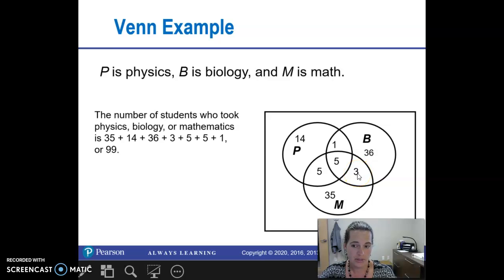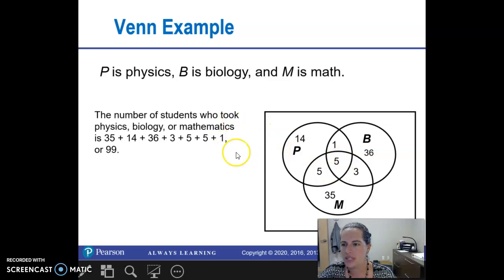There were 3 students, actually 3 plus 5, who took math and biology, but 5 of those also took physics. All right, so if we only look at the ones that took biology and math, it was 3, excluding the ones that took physics as well. So it just kind of makes it a little bit easier to pick it all apart.